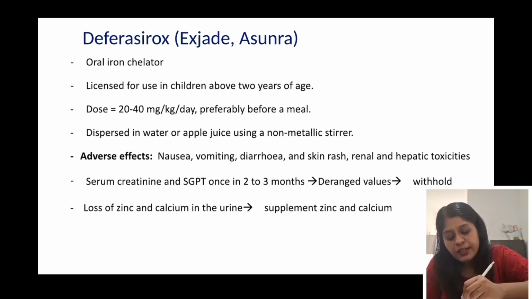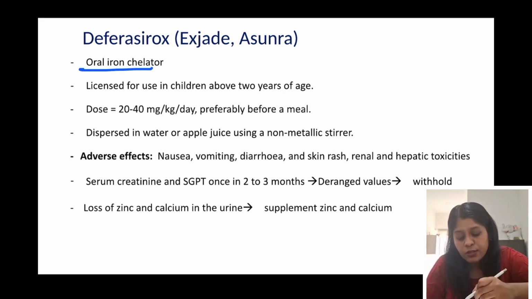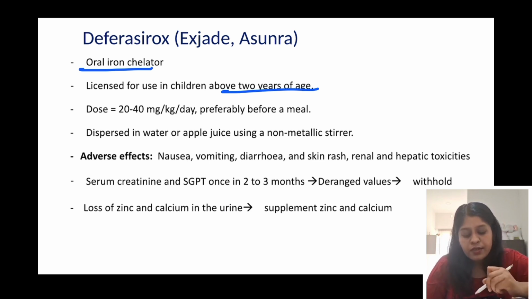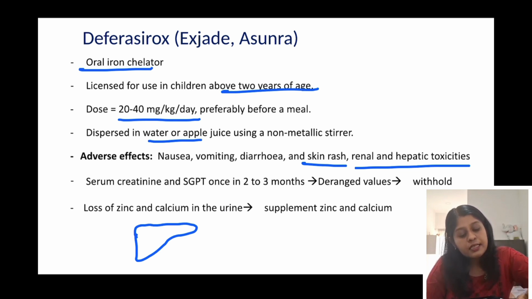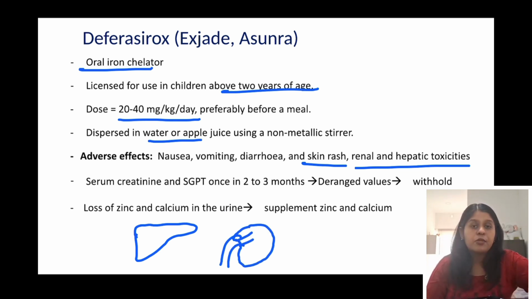Then comes the deferasirox. Deferasirox is also an oral iron chelator, can be used from 2 years of age, and the dose is 20 to 40 mg per kg per day before a meal. It can be dispersed in water or apple juice using a non-metallic stirrer. What are the side effects? You can have nausea, vomiting, diarrhea, skin, renal and hepatic toxicity. So here it is hepatic toxicity, creatinine and SGPT you have to monitor.